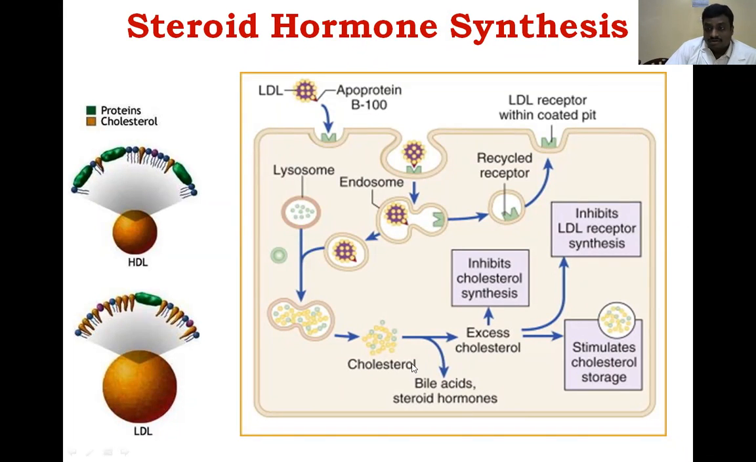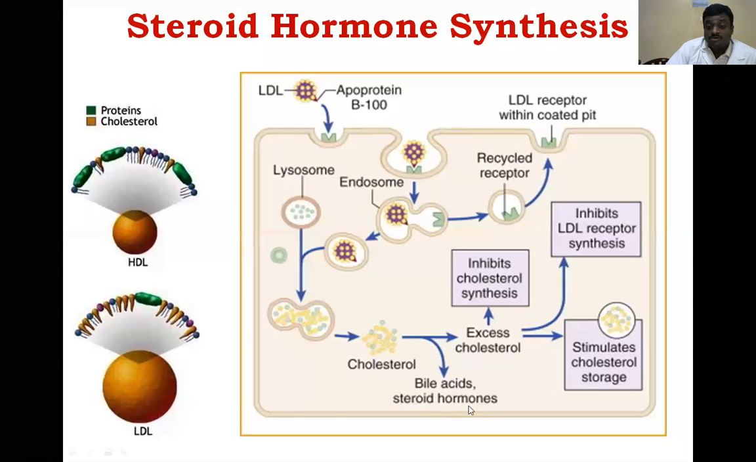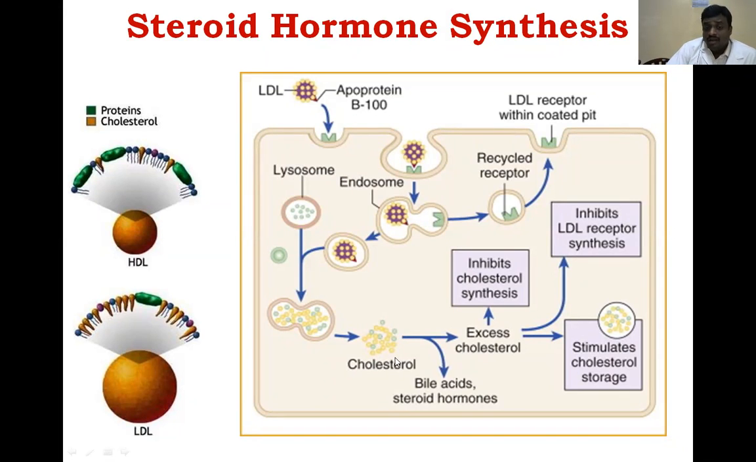From the cholesterol, steroid hormones are produced, when cholesterol is available inside the cells of the adrenal gland. When there is an excess of cholesterol, it inhibits cholesterol synthesis in the cell. This excess cholesterol is stored inside the cell. Whenever cholesterol is required for the formation of these substances, the cell utilizes this excess cholesterol. Okay. In the next slide, we will learn how these steroid hormones are produced.